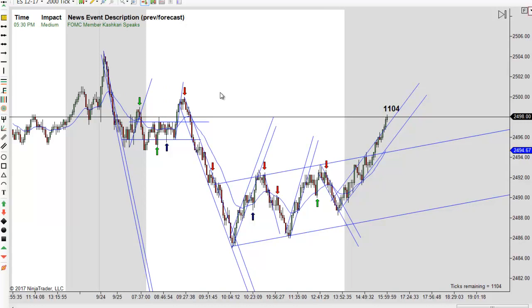Not a whole lot going on. Anyway, it was a better day than what we have had in the last few days, so hopefully you had a chance to make a little money today.